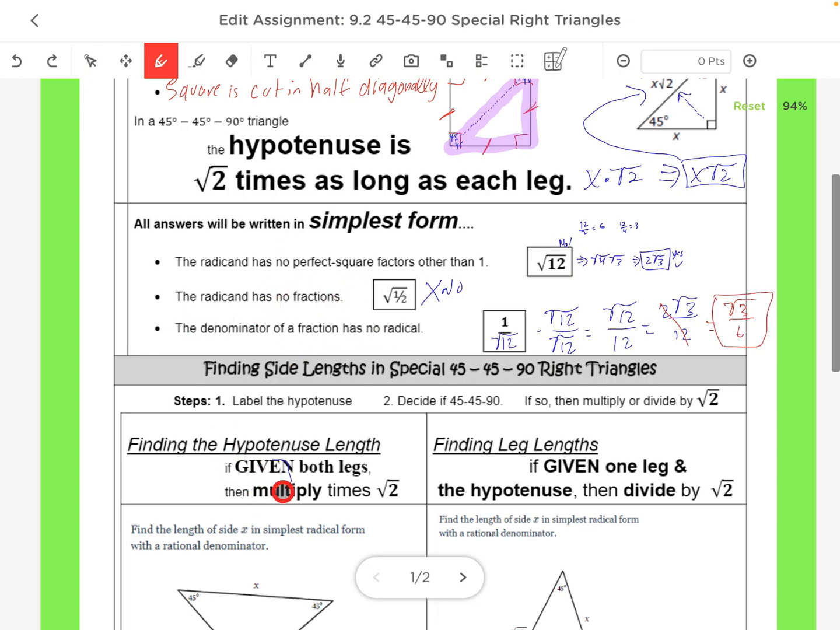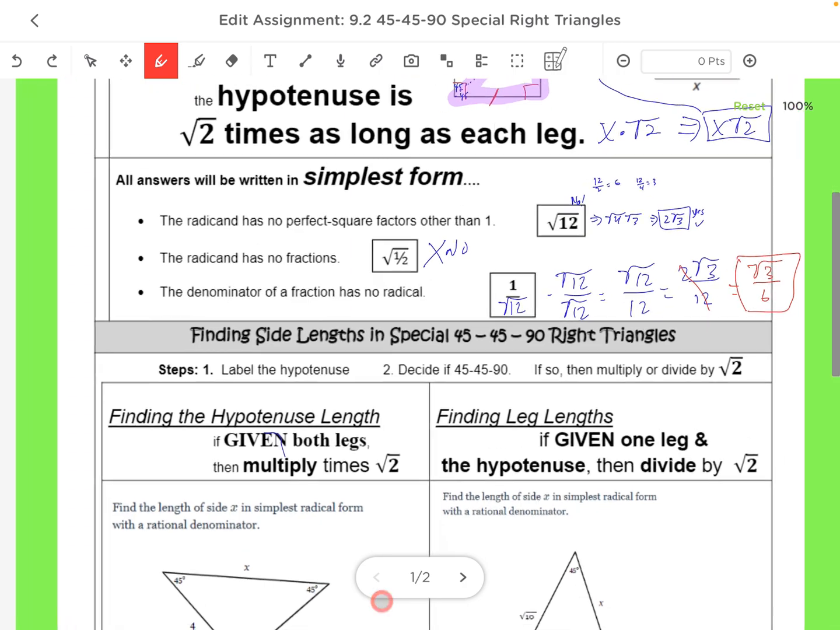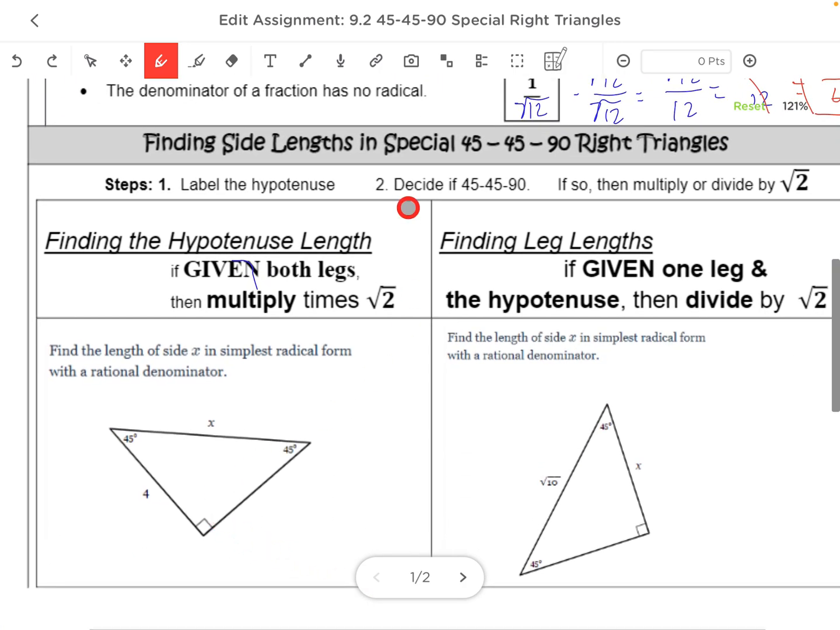Keeping that in mind, let's get right into today's lesson. We're talking about finding the side lengths in special 45, 45, 90 triangles. This only happens in this.